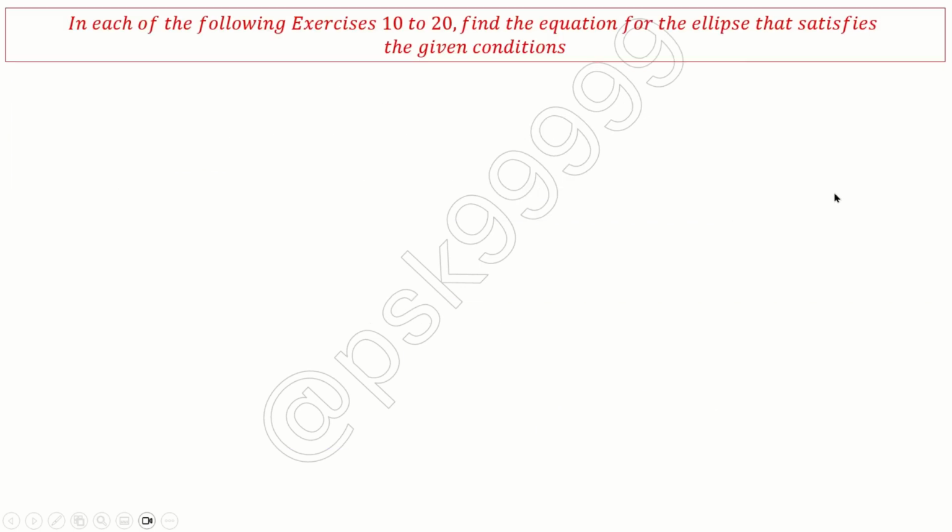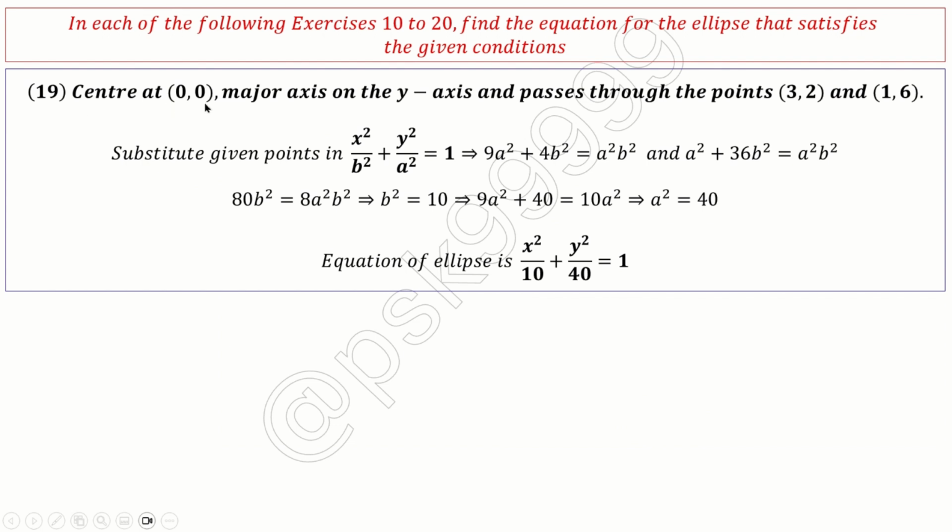Okay. Next. Yeah, here center is at 0 comma 0, major axis is on the y axis, careful. Okay, and passes through the points 3 comma 2 and 1 comma 6. Okay, which is simple. First take the general equation, which is this one, x square by b square plus y square by a square equal to 1. This is what for the major axis is on the y axis. Okay. Now, if I substitute 3 comma 2, what I will get is 9a square plus 4b square equal to a square b square. Okay. If I substitute 1 comma 6, I get a square plus 36b square equal to a square b square. From these two equations, I can solve.